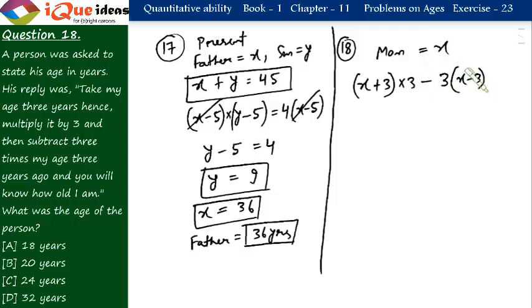Alright, and that is equal to how old I am. So that must be equal to x. Now if you simply open this equation, it will be 3x plus 9 minus 3x plus 9 equal to x. So 3x and 3x get cancelled and we get x equal to 18 years. So the age of that man is 18 years as of now.